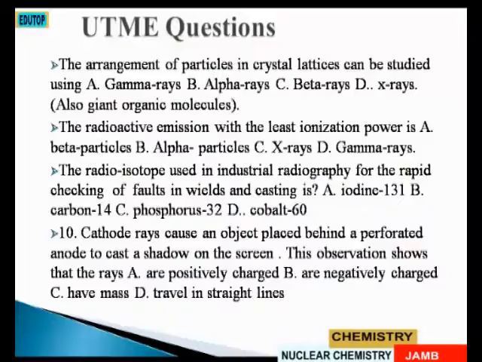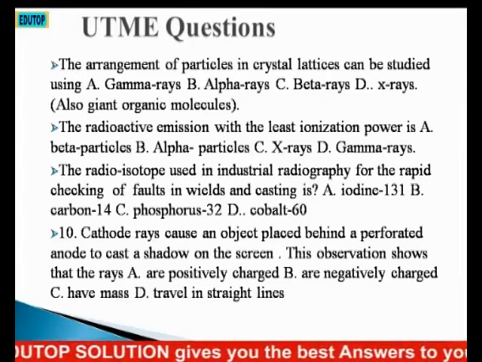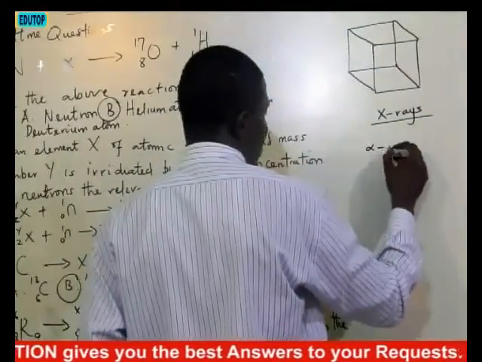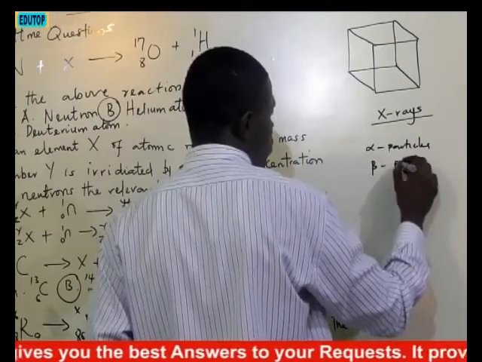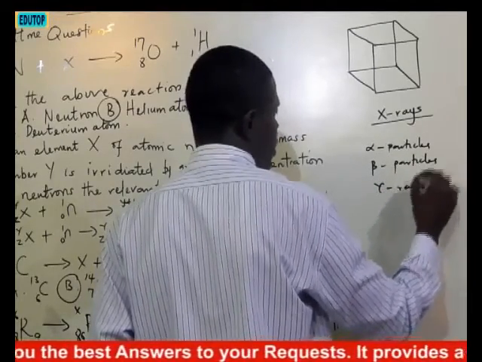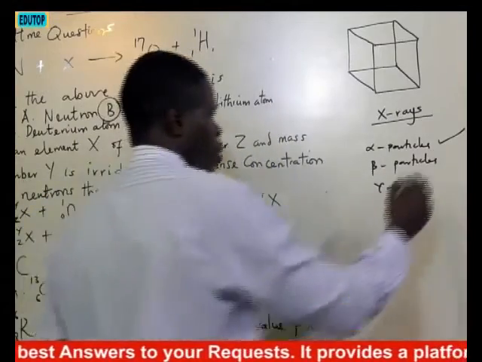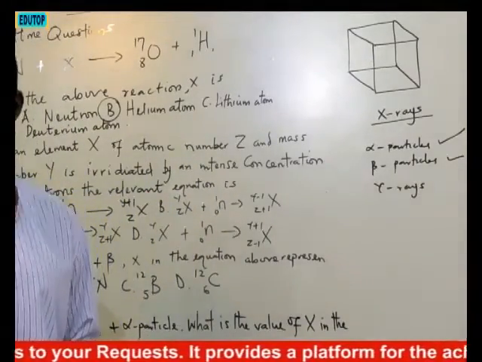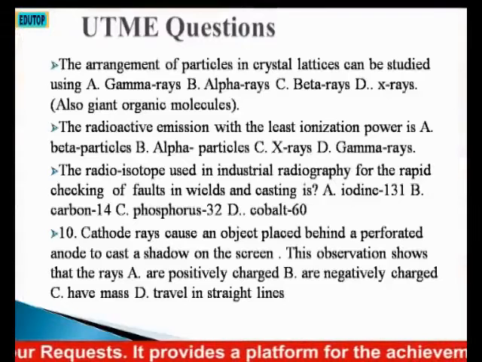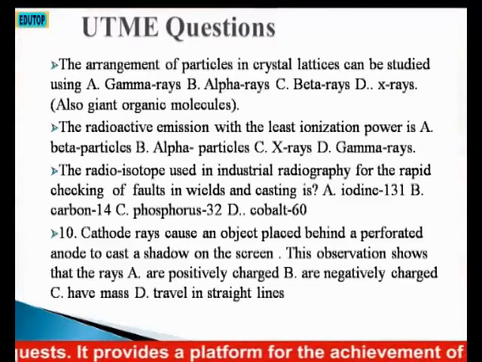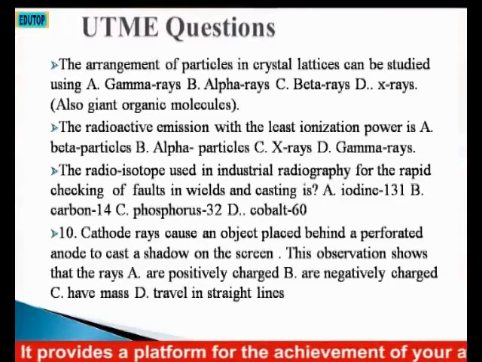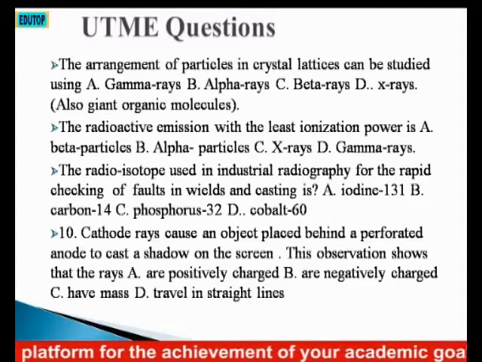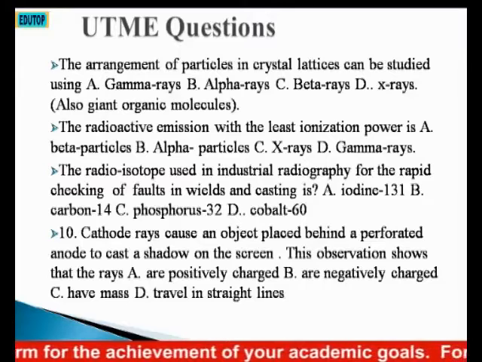The next question. The radioactive emission with the least ionization energy or ionization power, out of the alpha particles, beta particles, and gamma rays. This one has the highest ionization energy, followed by this, and this one has the least. Take note of that fact. So in this situation, the question is asking us for the radioactive emission with the least ionization power. A, beta particles, B, alpha particles, no, C, X-rays, this one is not even there, the gamma rays. So there is no other option other than gamma rays. That is option D.